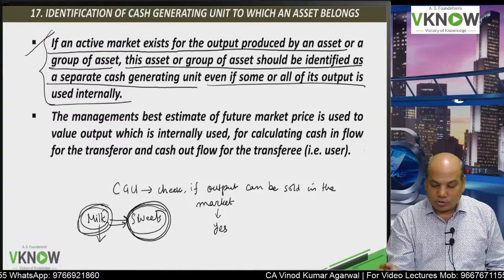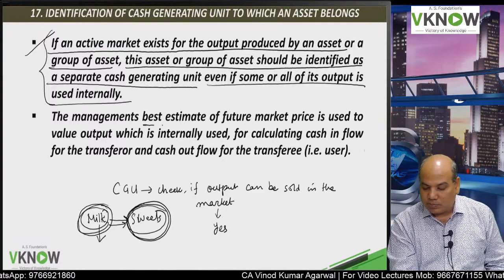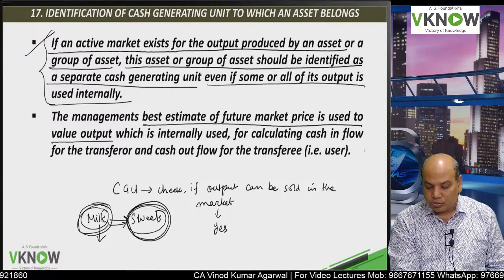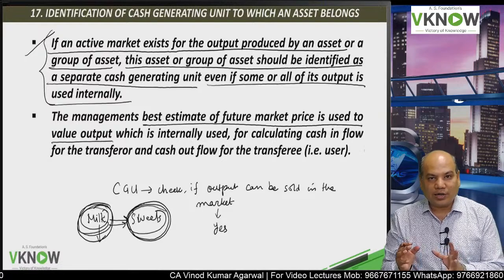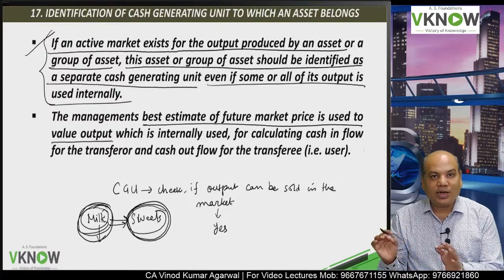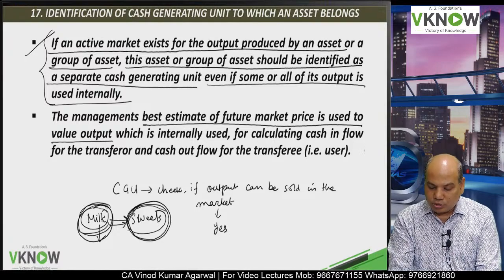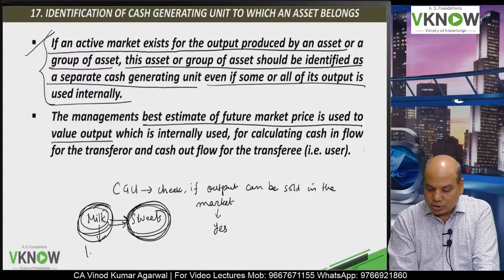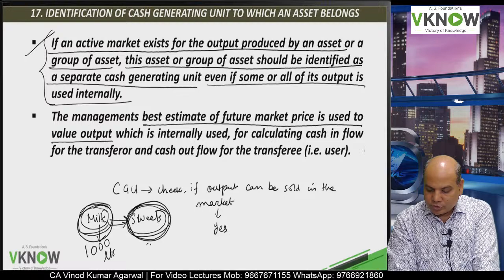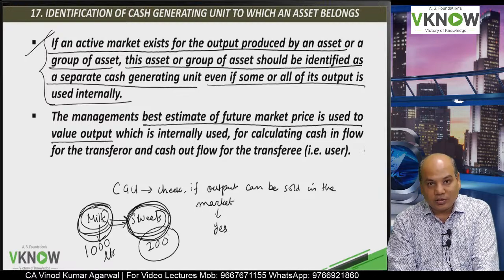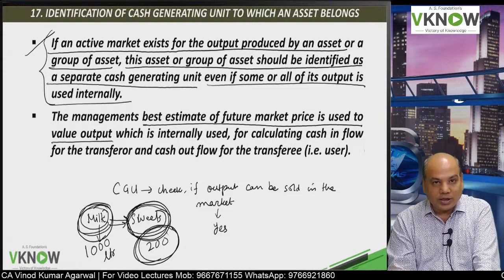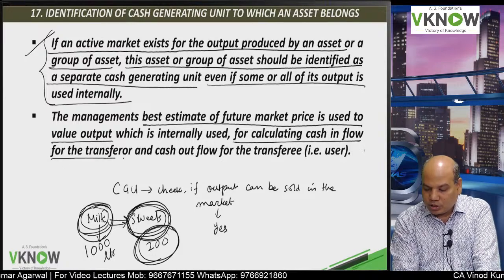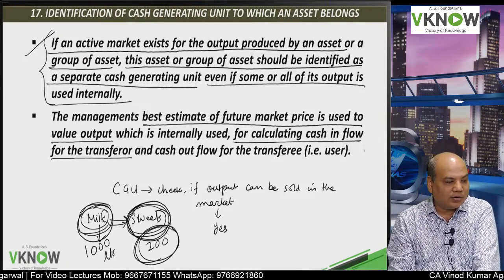this other department also? So the standard says management best estimate of the future market price is used to value output. So milk department will value or calculate cash flow based on the market value of that output, even though some of the output is used internally. So suppose they produce 1000 liters, 200 liters are consumed internally. So they are going to value this 200 liter also at the market price for the purpose of computing cash flow of the transferor and transferee.